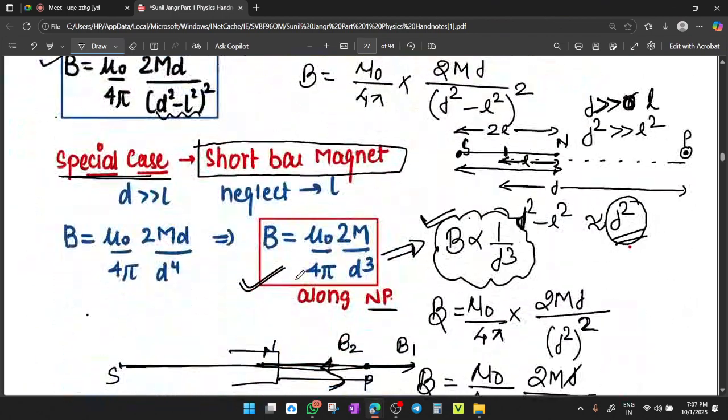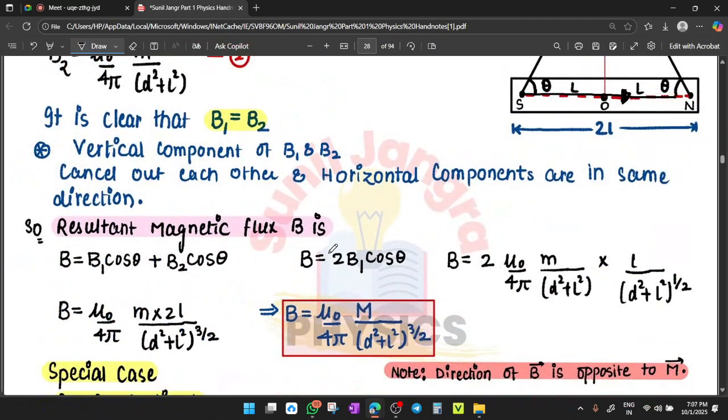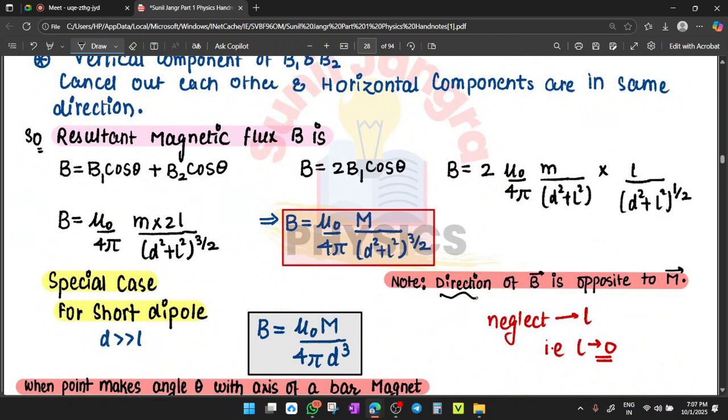And then the second case, what is happening, you see here? The resultant field B is going toward the left side and the magnetic dipole moment is going from south to north. Yes or no? This means the magnetic field B and the magnetic dipole moment M are anti-parallel. So here the direction will be opposite. It is written here: the direction of B is opposite to vector M.